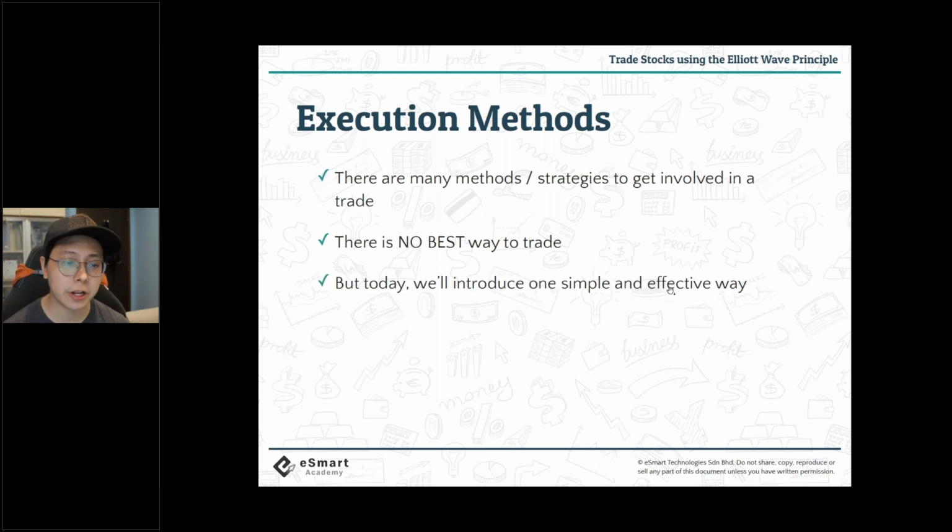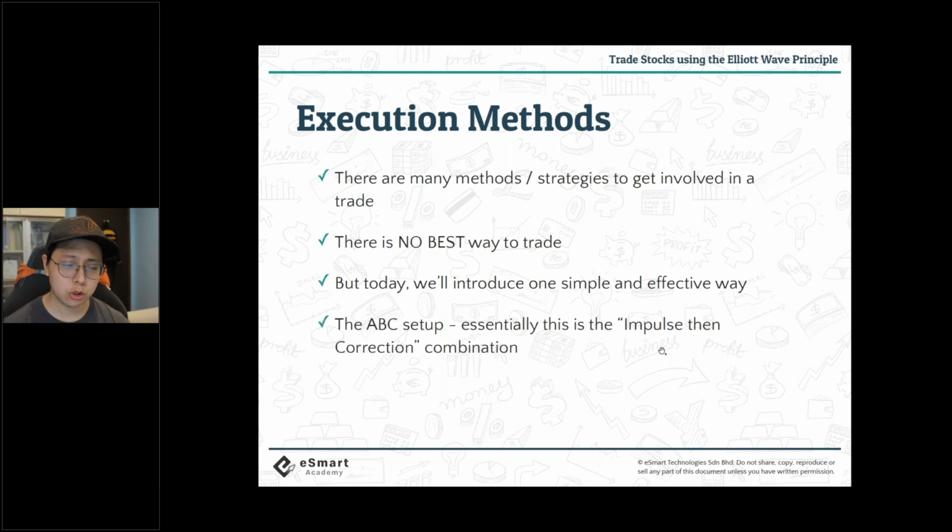So today I'll introduce one simple yet effective way, but it does not mean that it will fit every one of you. This is an execution method that I personally use. I find it very effective, and I like it, but of course it doesn't mean it's going to be good for everyone. So let's focus on that today. This method we call the ABC setup, and essentially it is the combination of impulse then correction.